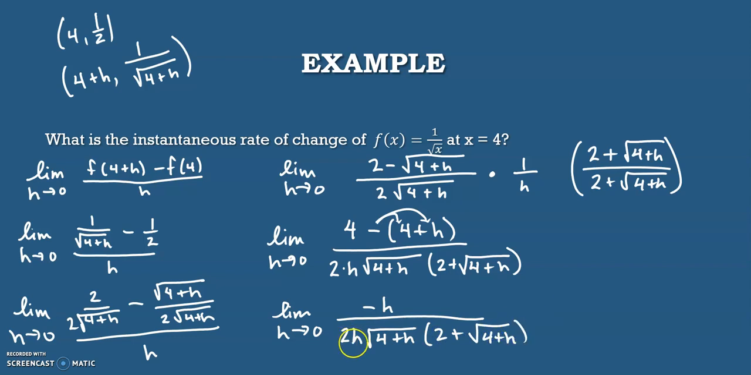But now, the denominator is a string of multiplication, 2 times h times that, which means that I can cancel my h's here, because they divide to make 1. And now, when I plug in 0 for h, I don't have a big ugly mess. I have a numerical answer. I have negative 1 over 2 times the square root of 4 times 2 plus the square root of 4. Square root of 4 is 2. That would be 2 times 2 times 4. So that would be 16. So negative 1 over 16.